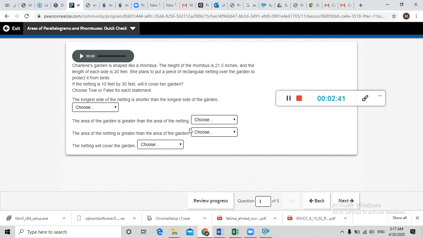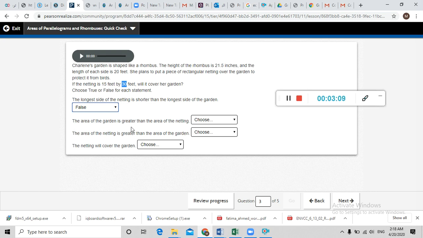What's the longest side of the netting? Here the netting is 30. What's the longest side of the garden? All the sides are the same. They are 20. Yes? So the side of the netting is greater than, or longer than, the side of the garden. But here it says shorter than, so it's false.